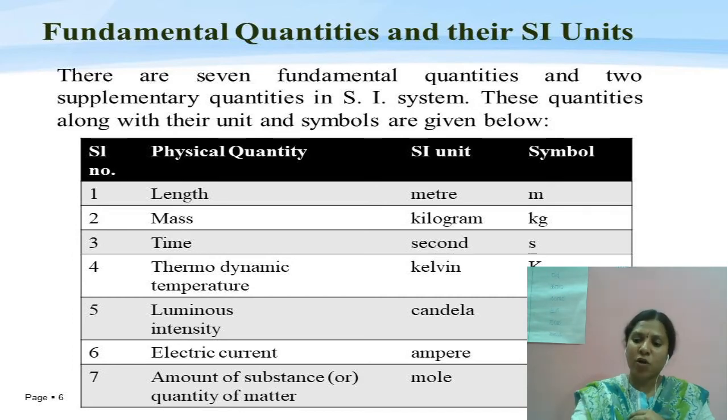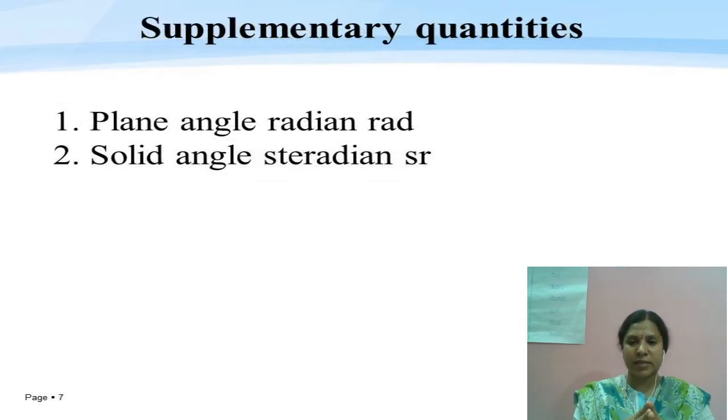Okay, so next we have the supplementary quantities. There are 2 supplementary units. The first one is the plane angle, and the second quantity is the solid angle. Plane angle is expressed in terms of radians, the unit is rad, R-A-D. The solid angle is expressed in terms of steradian, the symbol is sr. So these are the 2 supplementary quantities that are universally accepted.